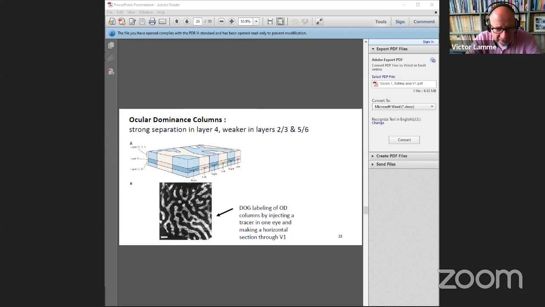Now you can visualize these ocular dominance columns, they're called columns because they are a column through the visual cortex. What you see here is a sheet of visual cortex, and then you have these columns. You can visualize these with a technique which we call desoxyglucose labeling. Basically what you do is you inject a tracer in one eye, and then this tracer will be taken up by the neurons and end up in this case where these nerves project to.